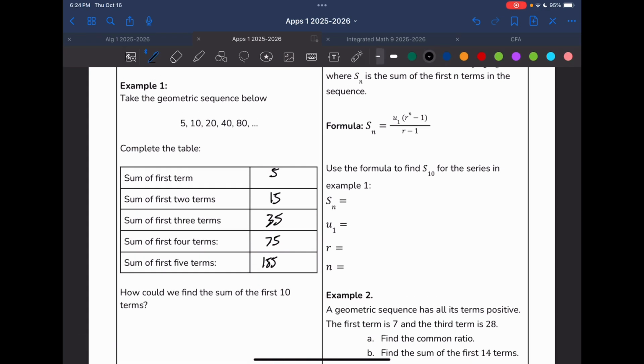So let's find S10. We know u1 here is 5. We know that our common ratio is 2. And we know that n is 10. So if we take our formula Sn and try to find S10, it's going to be our first term, which is 5, times our common ratio to the nth power, so it's times 2 to the 10th, minus 1. All of that over our common ratio 2, minus 1.